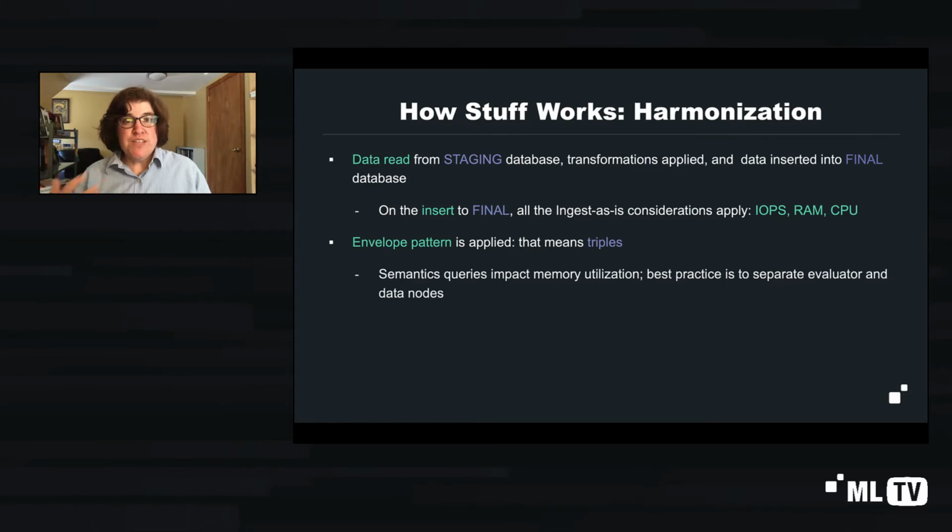So this is adding triples. You're adding triples to your database, and so it's important to remember that semantics queries impact memory utilization. So if you are doing lots and lots of semantics queries as part of your harmonization work, you should really consider separating out your evaluator and your data nodes. Basically all that's doing is separating out the storage from the compute layers here. Definitely an effective way to utilize particularly memory during semantics queries.